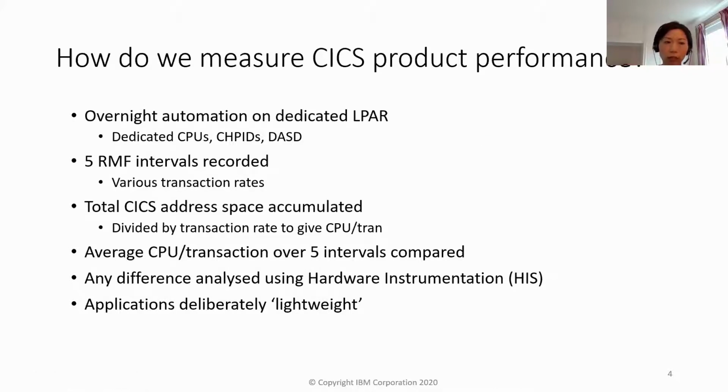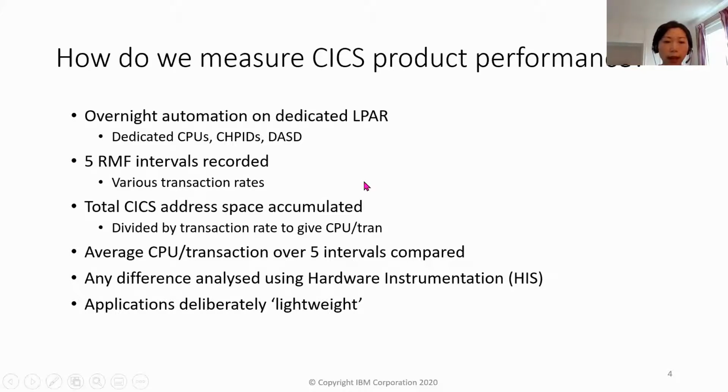We run the automation overnight. There is no other workload running on the same LPAR at that time, so it uses dedicated CPUs, channels and DASD as a data store. We record 5 RMF intervals over various transaction rates. For each transaction rate, we run the transaction up to a steady level, then we take a 5-minute measurement over that interval. After that, we move on to the next transaction rate.